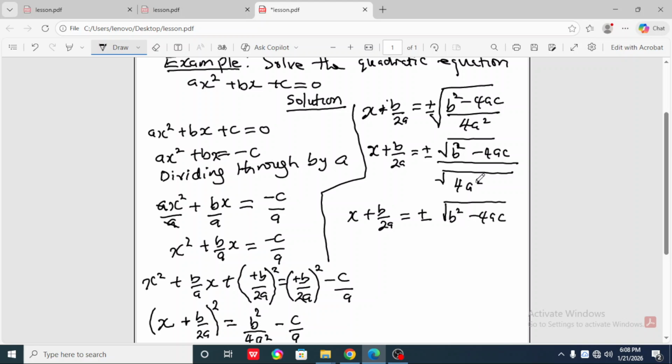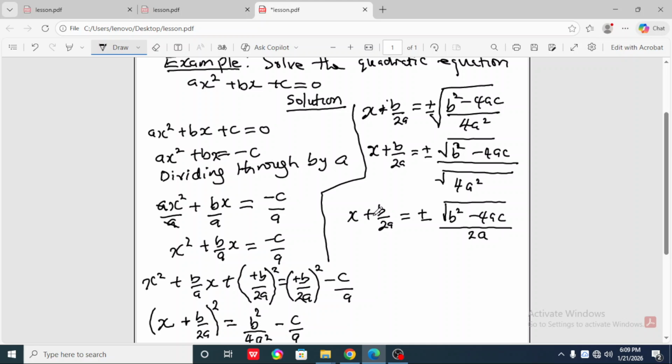Then look at square root of this. We can find square root of 4. So square root of 4 is 2. Square root of a squared, square root will cancel square, is remaining what? a.